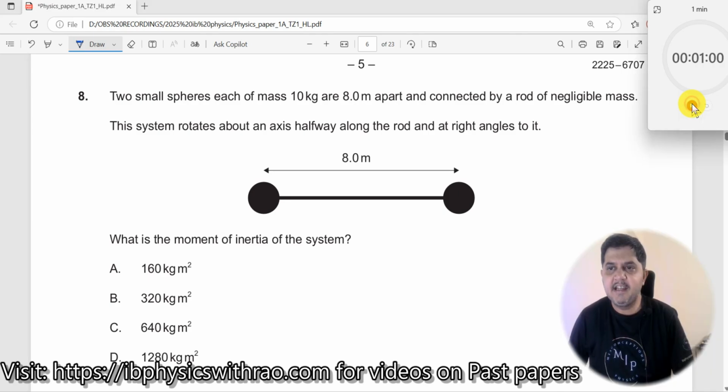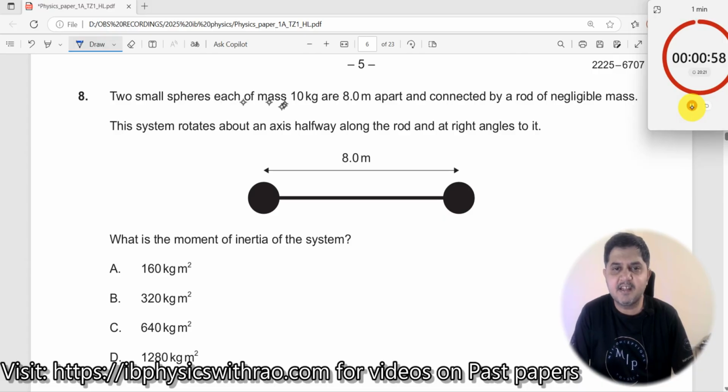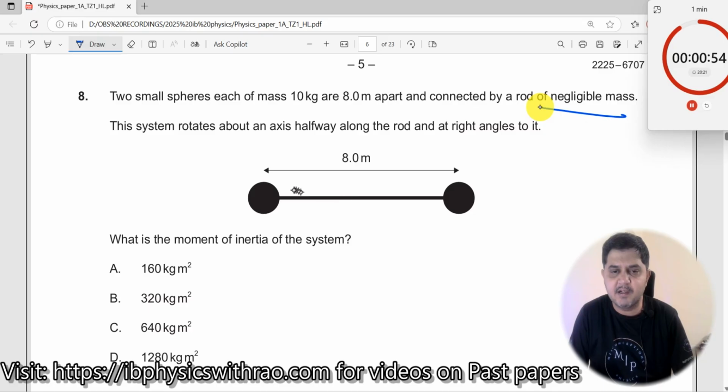Question number 8. The two spheres, each of mass 10 kg and 8 kg apart, are connected by a rod of negligible mass. Means what? It's as if they are connected by a string. There is no mass of this. The system rotates about an axis halfway along the rod at right angles to it. It rotates from here like this. Okay, this is your axis of rotation.